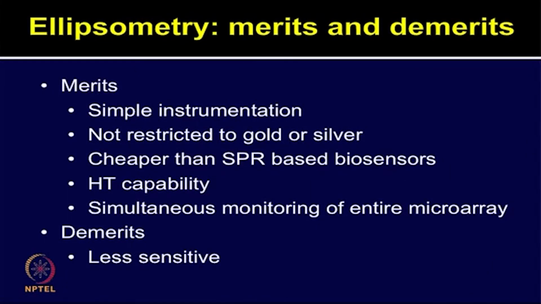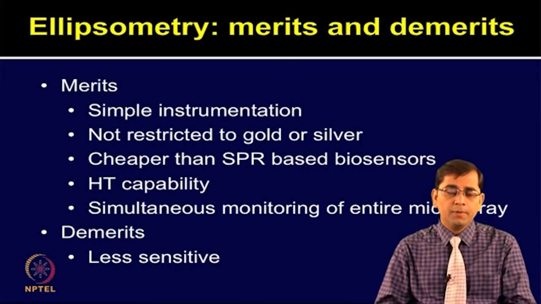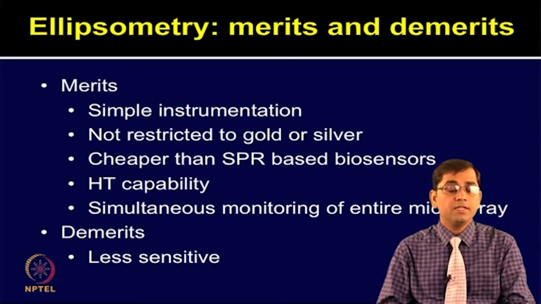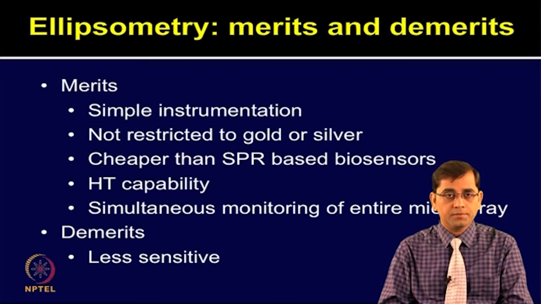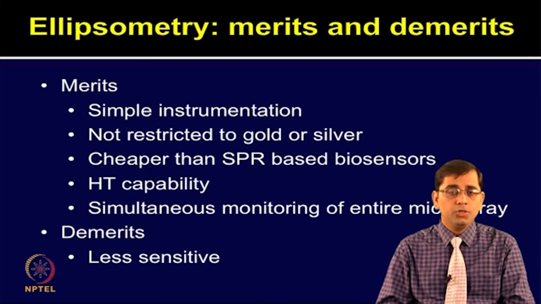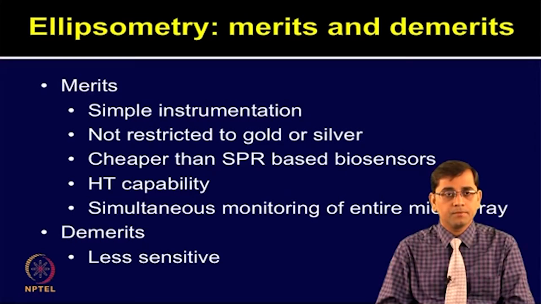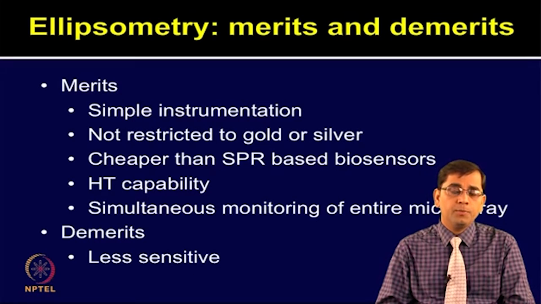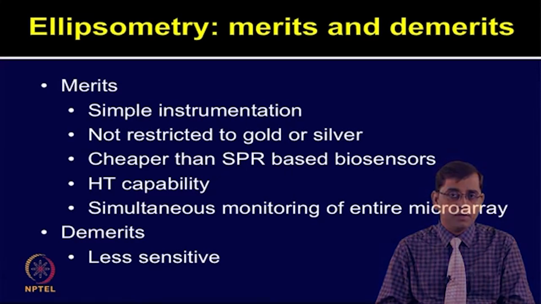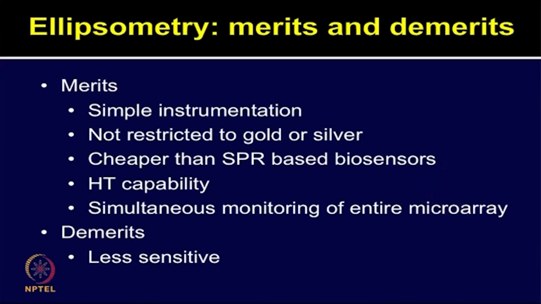Ellipsometry based approaches have many merits. The instrumentation is very simple, unlike the SPR based instrumentation. It is not restricted to gold or silver surface. It is more economical than previously discussed SPR based techniques. It provides high throughput capability with simultaneous measurement of an entire microarray. The demerit of the approach is its sensitivity. It is less sensitive than SPR or SPR imaging based techniques.